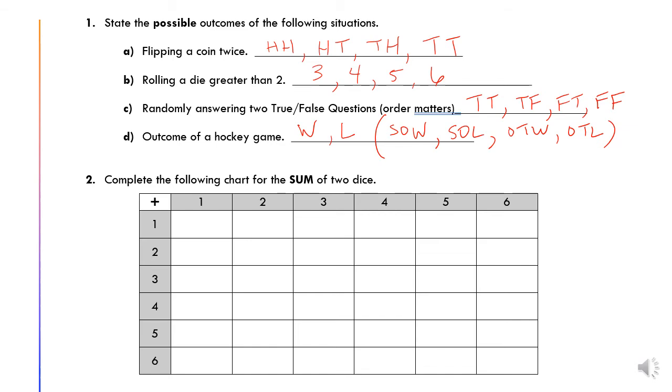Number 2, complete the following chart for the sum of 2 dice. Remember during your lesson, I said this is going to pop up again, and here we are doing it again in our review. You have to remember sum means add. Those are the options for die number 1, and these are the options for die number 2. If you roll a 1 and a 1, that adds up to 2. If you roll a 1 and a 2, that adds to 3, and so on. All you do is add these up. So take a second, make sure you add these up.